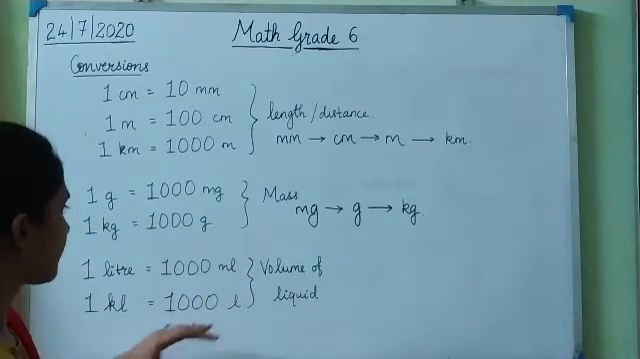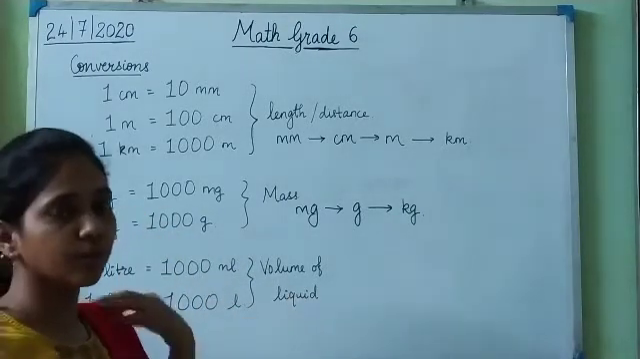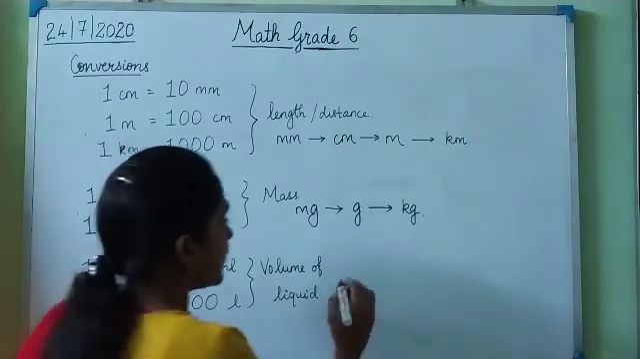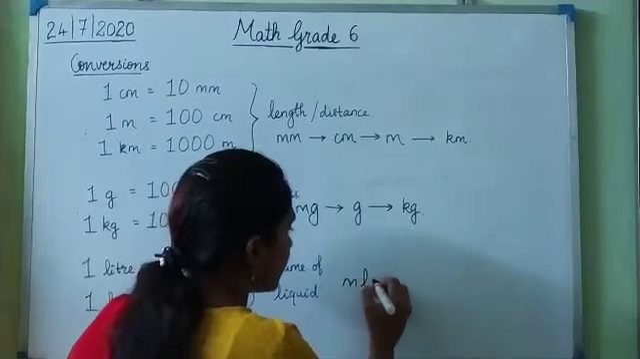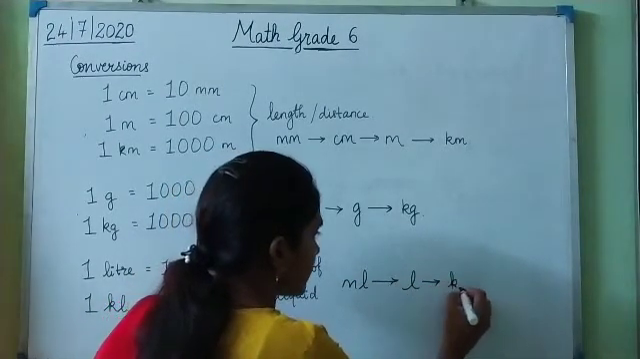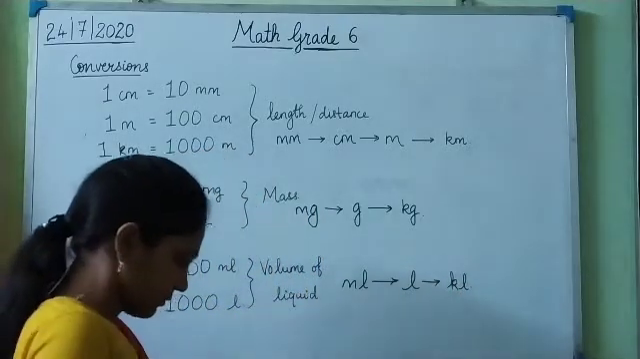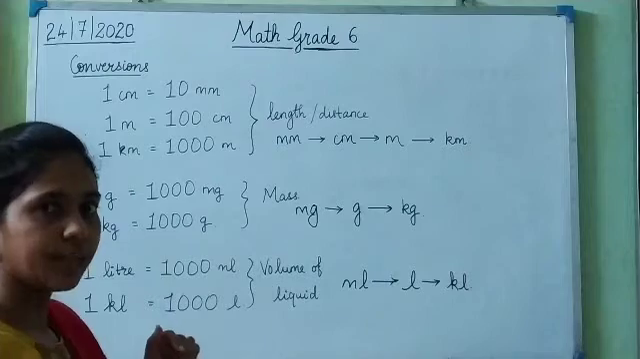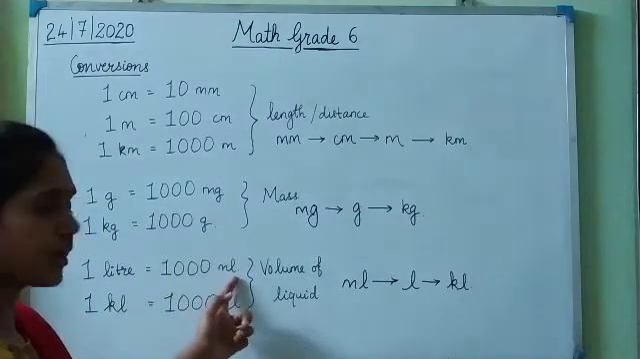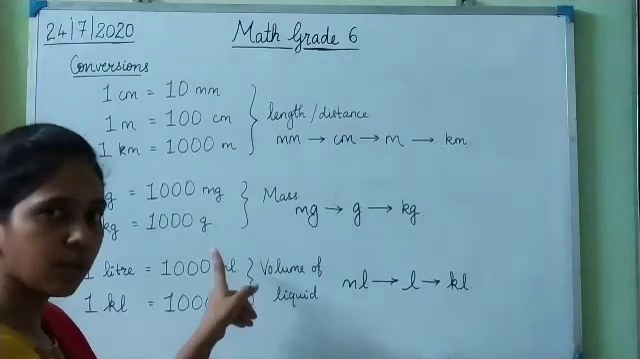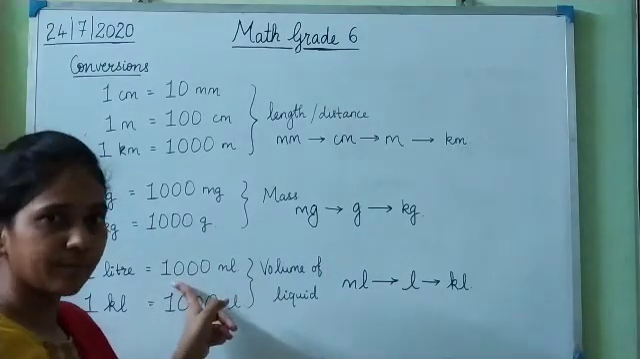Then the liter, the volume of liquid. If you have to measure the volume of some liquid, the first unit is milliliter, the smallest unit. Then comes liter, and then kiloliter. If some quantity is given to you in liters and you have to convert it to milliliters, then you have to multiply. Liter is bigger, milliliter is smaller, so you multiply by 1000.